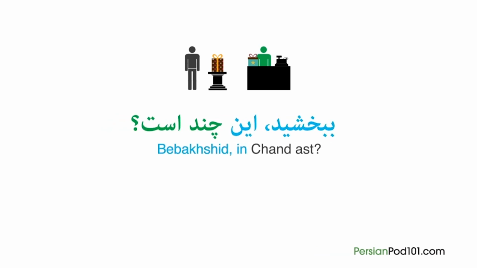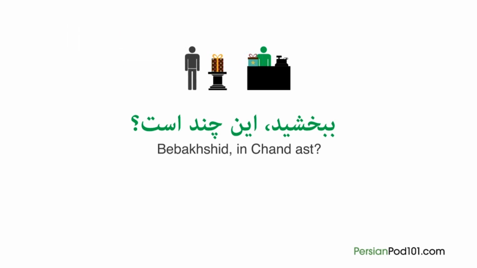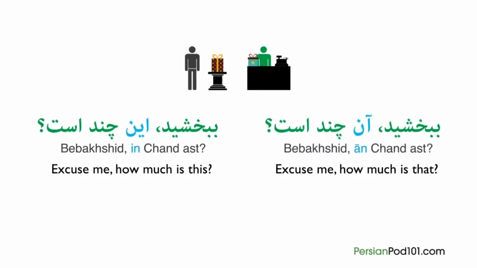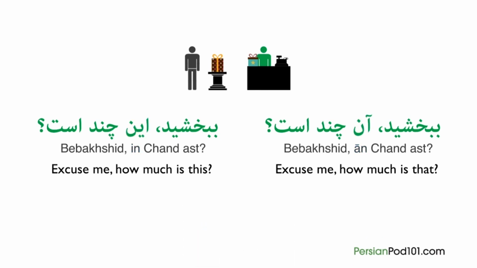We need to ask this question while pointing at something, asking how much is this or that. That's why we need to add either this or that before چند است. Since Persian is a gender-neutral language, you will only use this or that, as in English. It always agrees between genders. This, in, that, on.